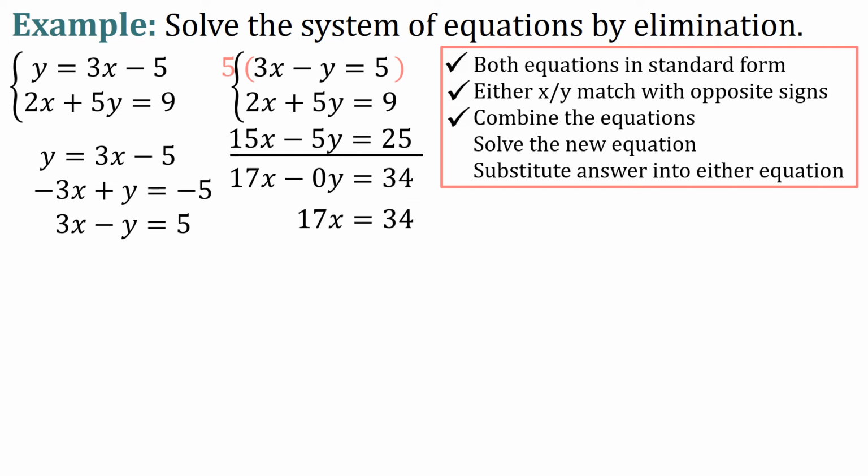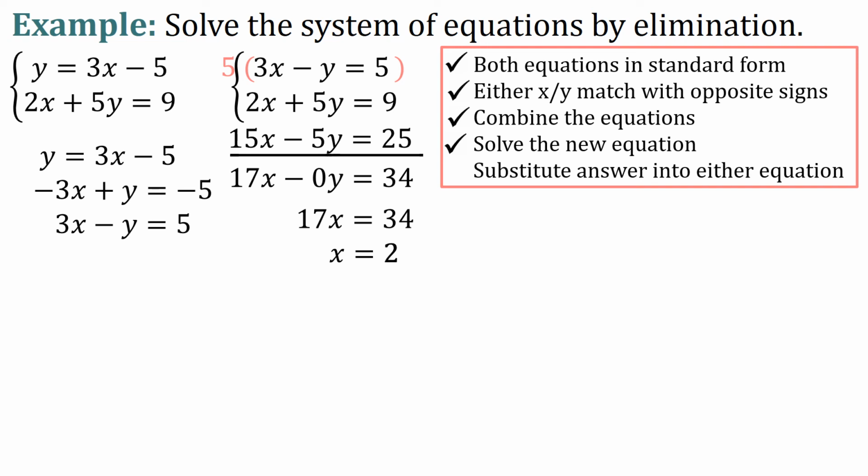17x equals 34. My y's have been eliminated. I now have a single variable equation that I know how to solve. Dividing both sides by 17, I get x equals 2. So I've solved the new equation. That was super simple. That was one step. Wow. That's why I love elimination.